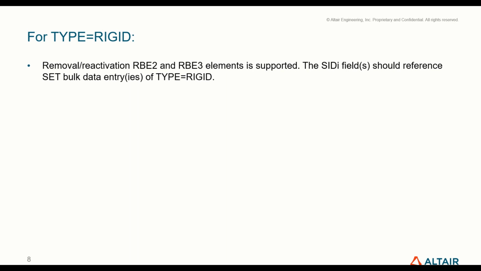And for the rigid type, we can use RB2 or RB3 elements, and it should be referenced as a set bulk data entry with the type of rigid. So let us see an example of removing or adding the tie contact or the contact pair in OptiStruct.